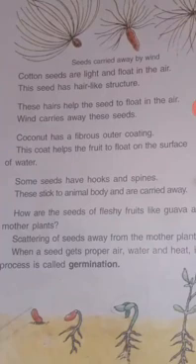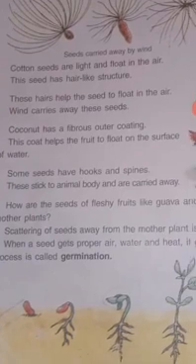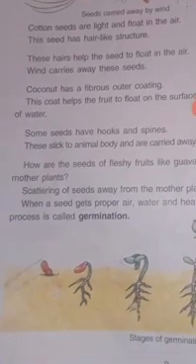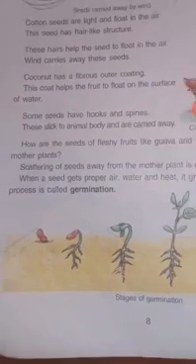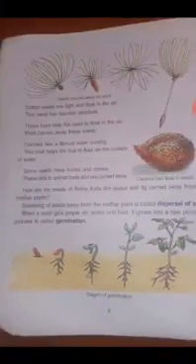Now coconut has a fibrous outer coating. This helps the fruit to float on the surface. So these are taken away by water. Some seeds have hooks and spines. These stick to the animal body. So they stick to the animal body and are taken away. This way the dispersal of the seed takes place.